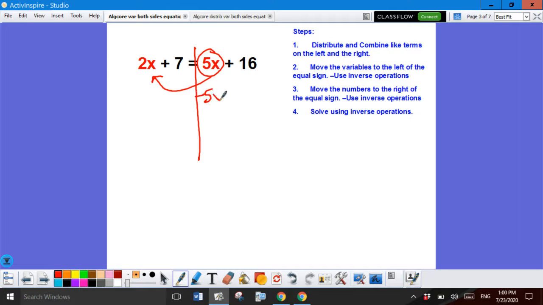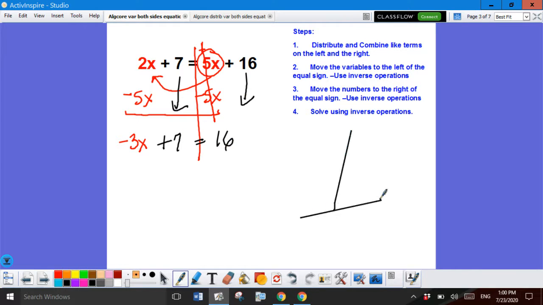All right, let's see if you managed to get that x moved. So the opposite of a positive 5x is a negative 5x, and that is gone. That is a 0. So 2 minus 5, that is a negative 3x. My 7 is going to drop, and my 16 is going to drop. And now I'm just back to a regular two-step. So times negative 3, divide negative 3, plus 7, minus 7.